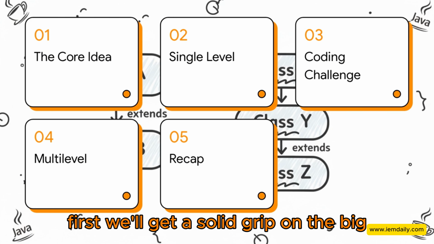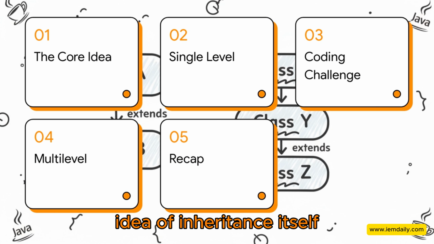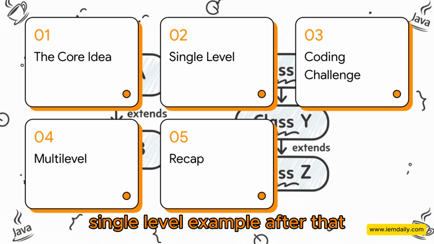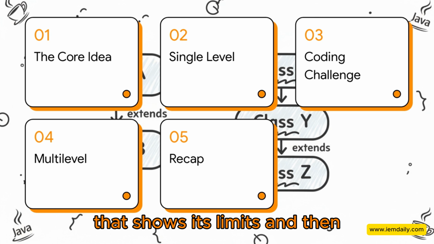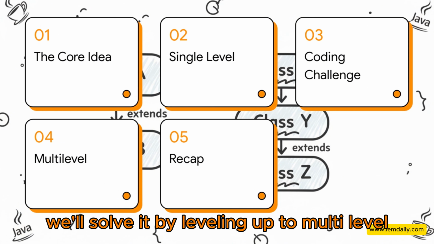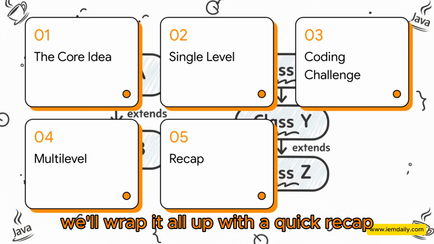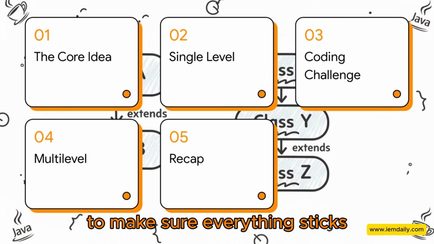First, we'll get a solid grip on the big idea of inheritance itself. Then we'll see how it works with a basic single-level example. After that, I'll throw a little coding challenge your way that shows its limits, and then we'll solve it by leveling up to multi-level inheritance. And of course, we'll wrap it all up with a quick recap to make sure everything sticks.